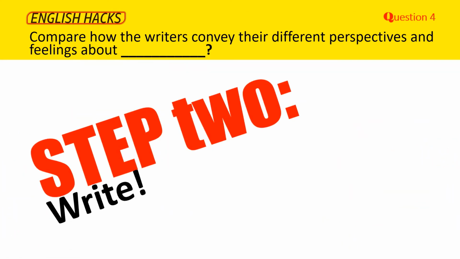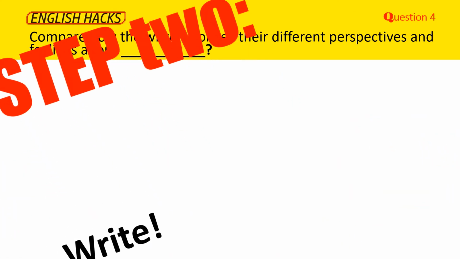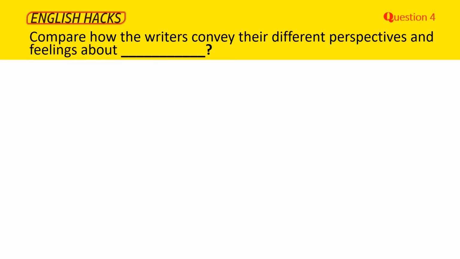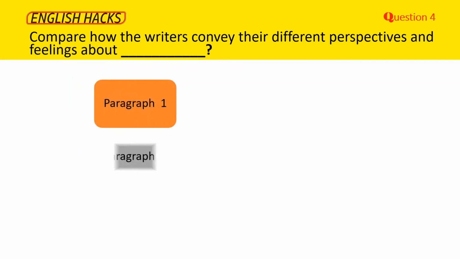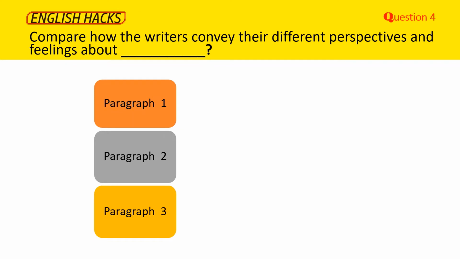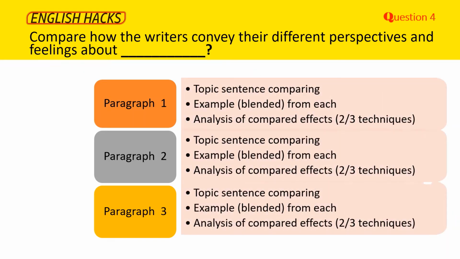Now it's time to write our answer. This, my friends, is where you really need to push yourselves. You should be aiming to produce a 3-paragraph answer. Each paragraph should take you roughly about 5 minutes to write. And within each paragraph, you need to have a topic sentence comparing the sources, examples blended into your discussion, and also an analysis of compared effects, including reference in each paragraph to 2 to 3 techniques.